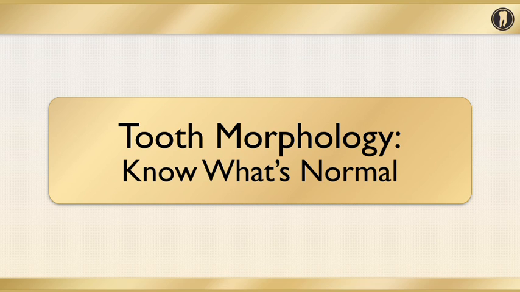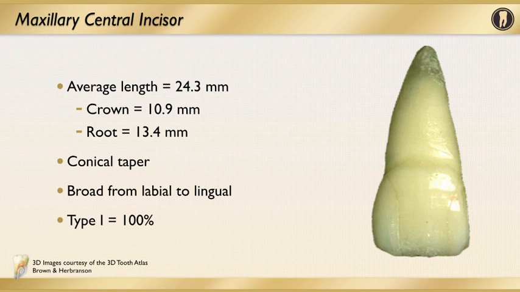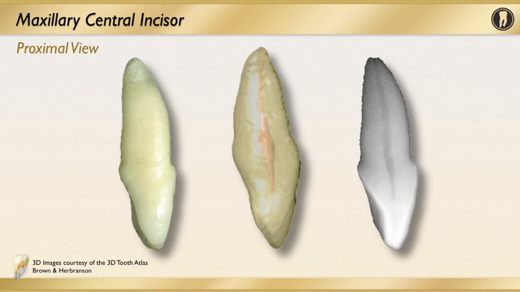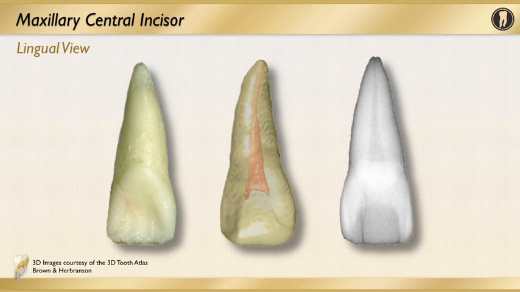Let's talk about the different tooth morphology for the maxillary central incisor. First off, it's good to know that the average length for the maxillary central incisor is about 24 millimeters. Thankfully, it's got the type 1 canal classification, which is one canal from top to bottom. When you look at it in the facial view, the proximal view or the mesial distal view, or the lingual view, what you can see is some pretty simple anatomy.